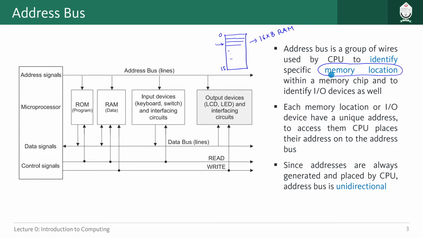Another thing we have to understand is the direction of different buses. For the case of the address bus, the microprocessor will send a different address to locate different memory locations in RAM or ROM, or it can be different input devices or output devices. So always the signal is coming from the microprocessor to locate different memory locations, never from RAM to microprocessor or ROM to microprocessor. That's why the direction for this particular bus is unidirectional.